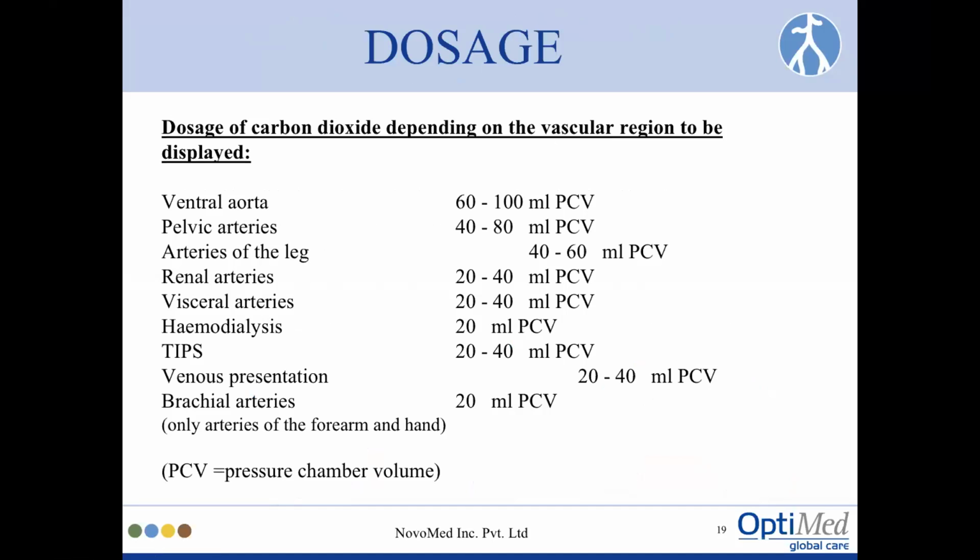So this chart actually tells you the dosage of carbon dioxide. Depending on what part of the body you are imaging, you start with 20 ml pressure chamber volume to 100. Maybe for the entire aorta, you might need to inject 60 to 100 ml of the gas, which the syringe will show you. So depending on what part you want to see, you can inject at one go 60 to 100 ml.